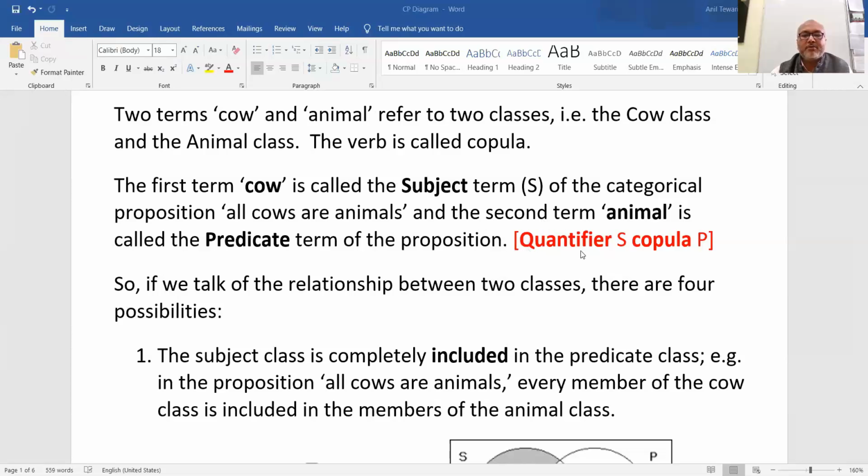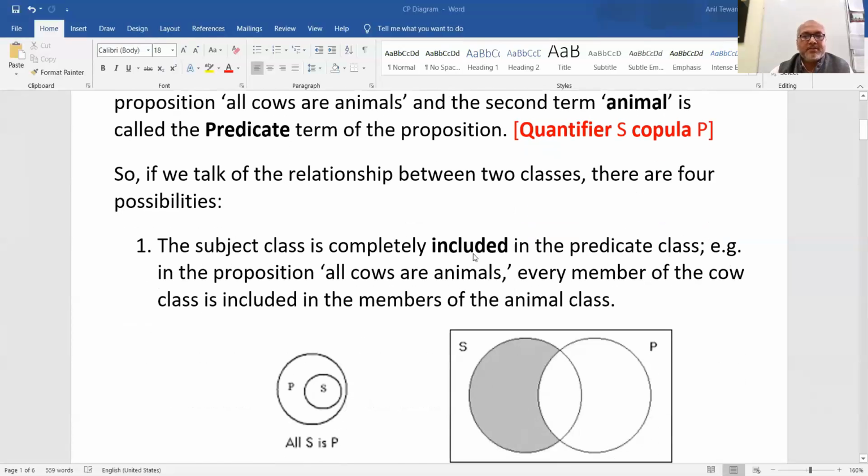In the beginning you have all or some. So that is called quantifier, something which indicates the quantity of the members of the subject class. And then you have subject term, and then copula, and then predicate term. So every categorical proposition has this very standard form, the standard organization, the standard structure, and we call them categorical propositions precisely because they talk about the relationship between two classes.